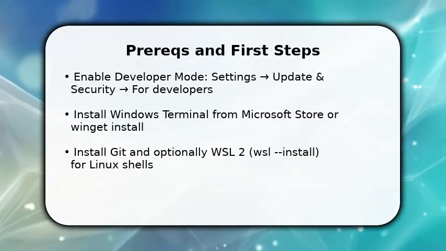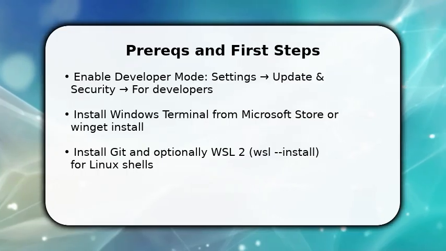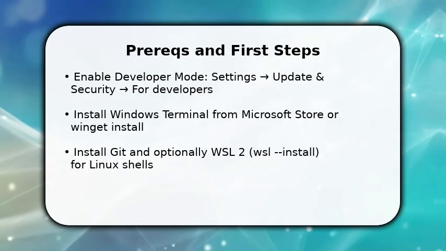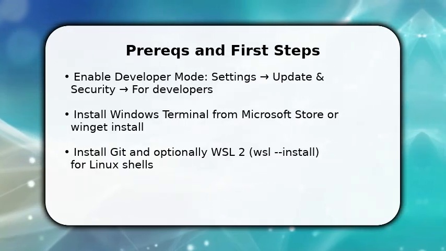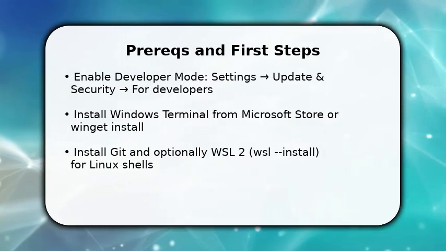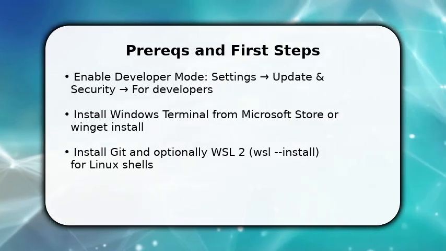You start by confirming prerequisites. Turn on developer mode and ensure virtualization is enabled in BIOS if using WSL. Next, install Windows Terminal from the store or run Winget to get the latest build. Make sure Git is installed so you have a Bash-compatible toolset.